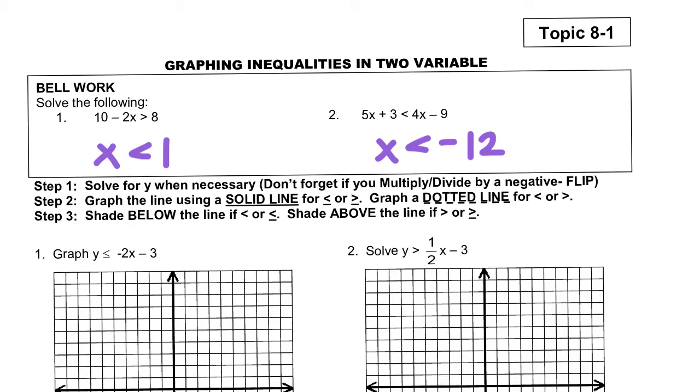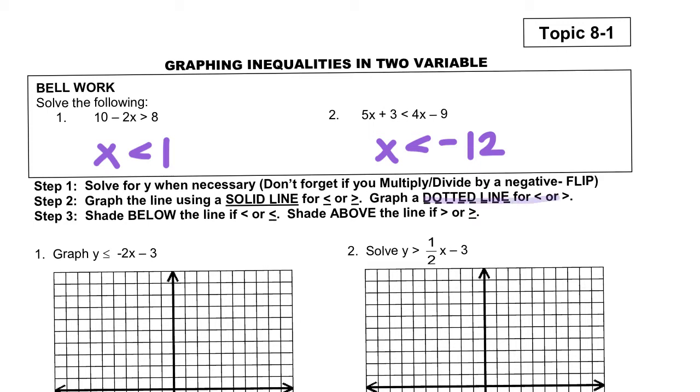Today we're going to be graphing inequalities in two variables. For the first step, we'll solve for y when necessary to get the inequality into sort of a slope-intercept form. We'll graph the line using a solid line for less than or equal to or greater than or equal to, and we'll graph a dotted line if we have less than or greater than.